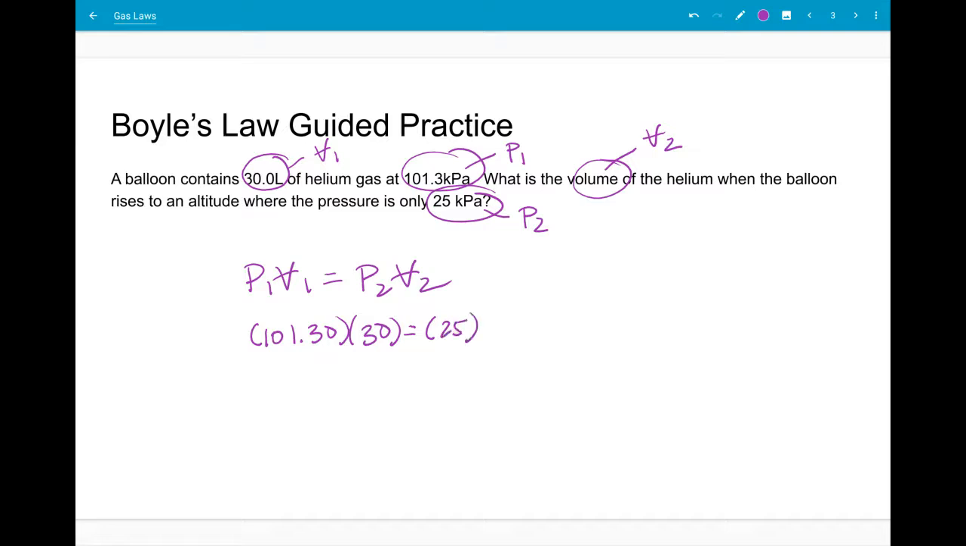and what you'll find is these are all going to be plug and chug, meaning once you know which gas law to choose, we just put in the numbers and solve for the one unknown. So here I found V2 to be 121.6 kPa.